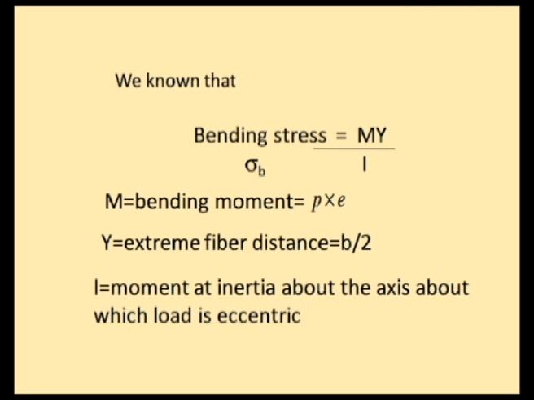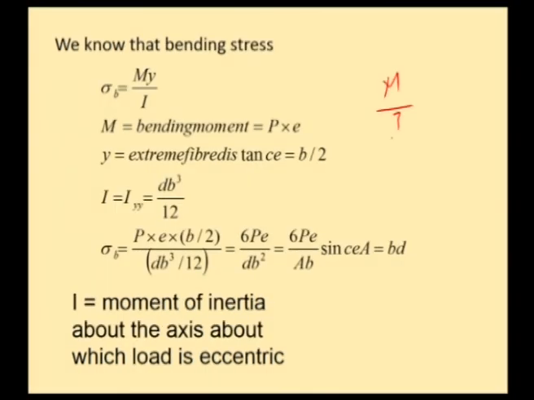We have studied in the earlier chapters that bending stress is given by our basic equation M by I equal to F by Y, from which F is nothing but sigma B, the bending stress. Therefore, it will be equal to M Y by I. So, bending stress is calculated using the formula M Y by I, where M is the bending moment. The bending moment will be equal to the load multiplied by eccentricity, P into E, and Y equal to the extreme fiber distance.